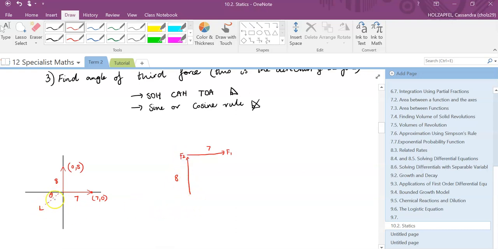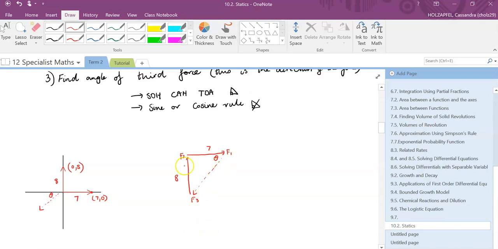And then this last force, this force that we don't know yet, that's going to move to meet the two corners. And you can see that this is going from tail to head, tail to head, tail to head. So we've got to work out this third force. So we need to work out the angle, and we also need to work out the magnitude of this force.